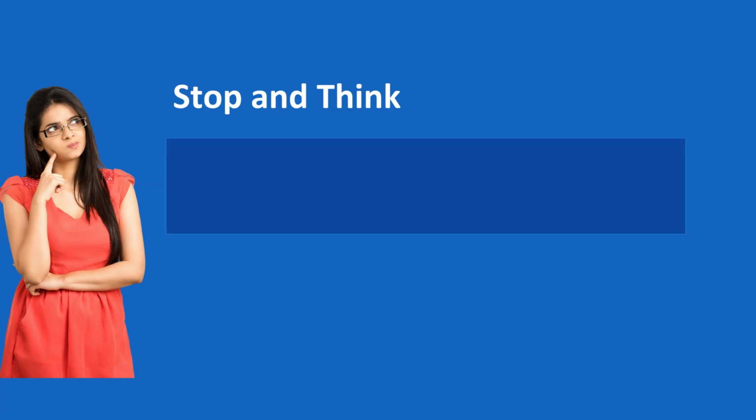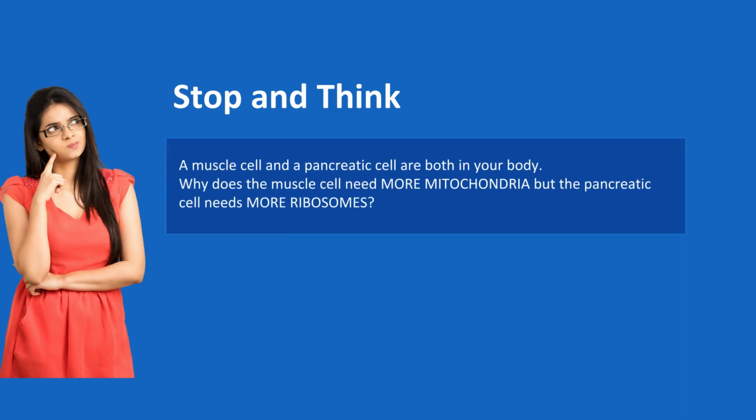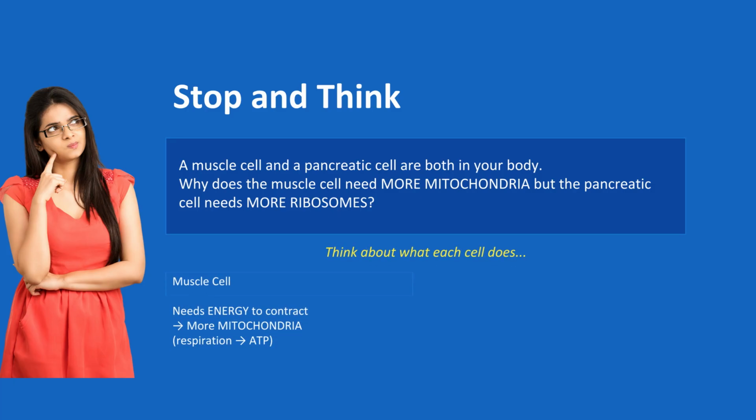Let's pause here and think about something. You have a muscle cell and a pancreatic cell, both in your body. Why does the muscle cell need more mitochondria? And why does the pancreatic cell need more ribosomes? Think about what each cell does.